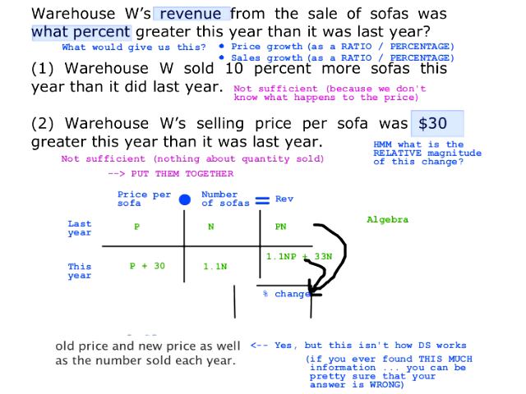That didn't work very well. The percent change is technically the new minus old over the old, although you can also just do the new over the old and subtract 100%. But if you want to set it up the formal way, it's 1.1NP plus 33N minus NP, all over NP.